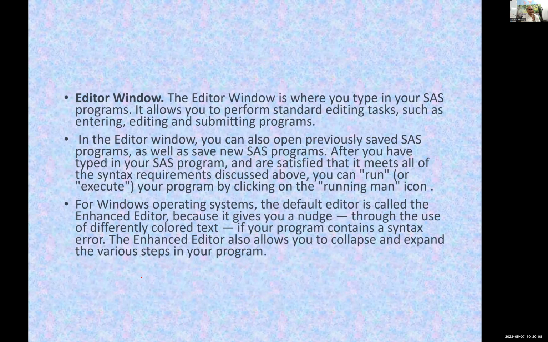In the editor window, you type your SAS programs. It allows you to perform standard edit checks such as entering, editing, and submitting programs. Suppose when you enter the data, you misspell a word, then it comes up in red color. Red color means SAS is not accepting that word. Suppose you type INPUT as IMPUT, it's in red color. Then you change M to N, and the color changes to blue. That means it is accepting that word.